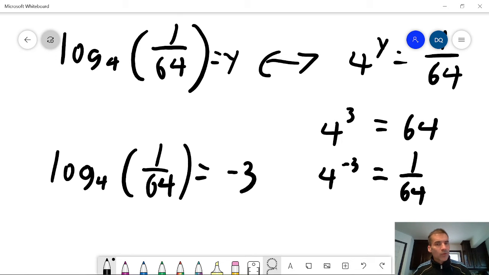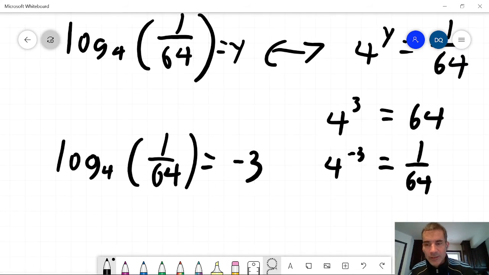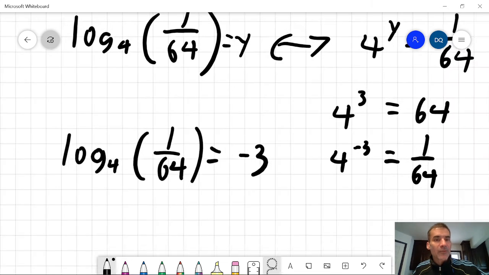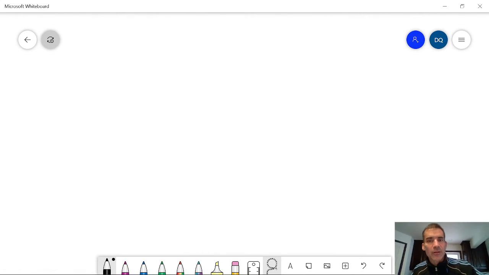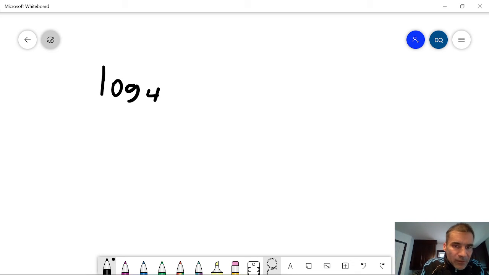I'm going to just do this whole question over again. Same question, I'm just going to repeat it. I'm finding the base 4 log of 1 over 64. So I think I went through that a little quick. The base 4 log of 1 over 64.